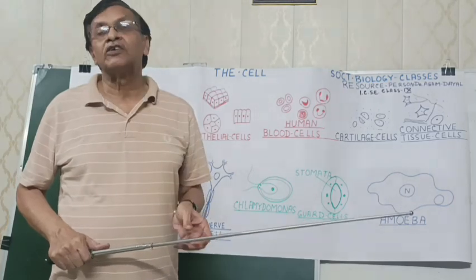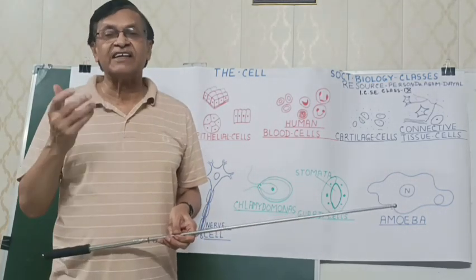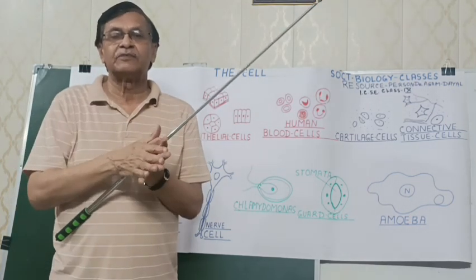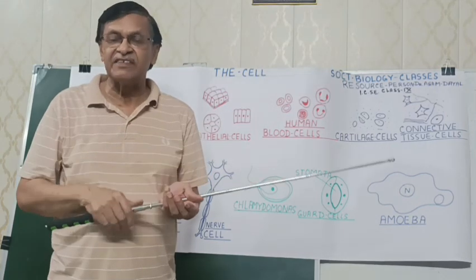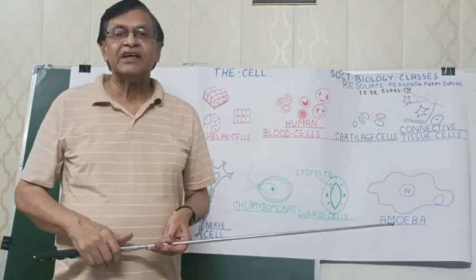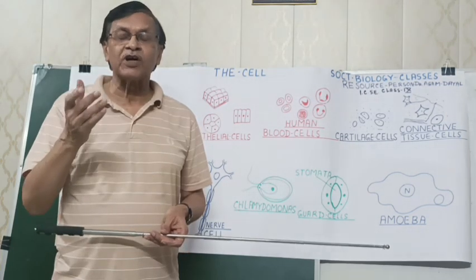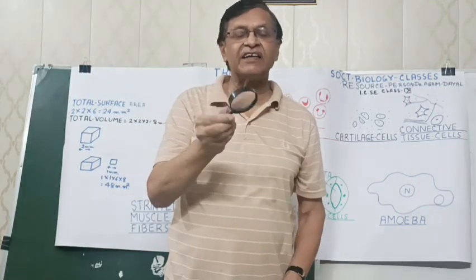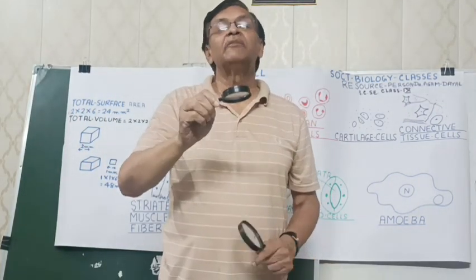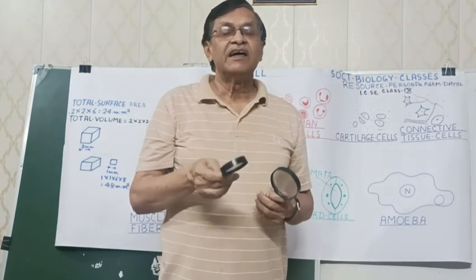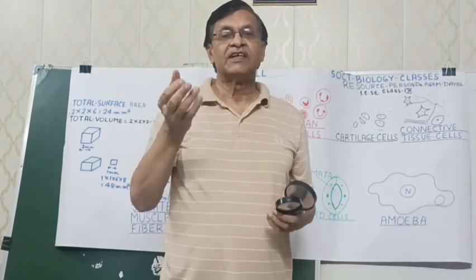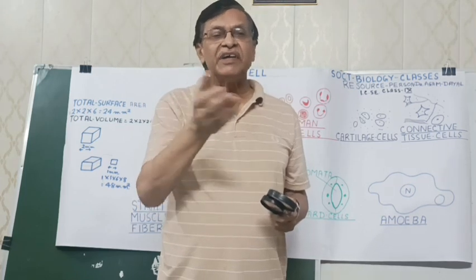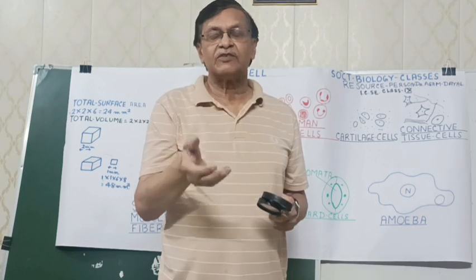Antony van Leeuwenhoek, a Dutch lens grinder, had a hobby of making lenses by grinding glass pieces, and he made about 4,000 such simple microscopes. A magnifying glass is a simple microscope made up of only one lens. With this, he observed a drop of blood, a drop of water, a drop of semen, and many other things by this simple microscope.